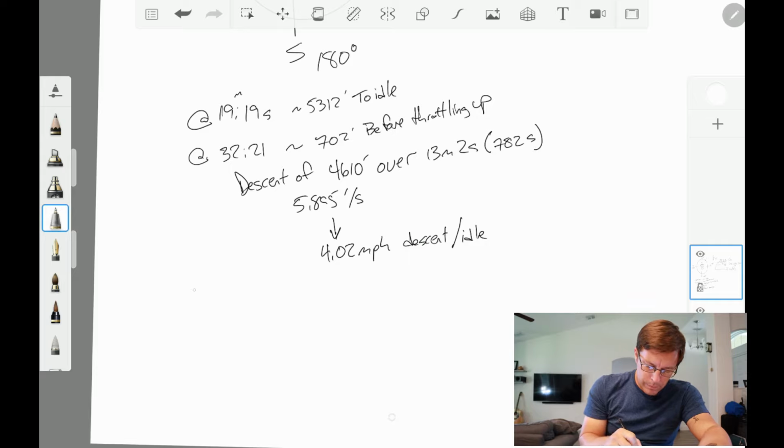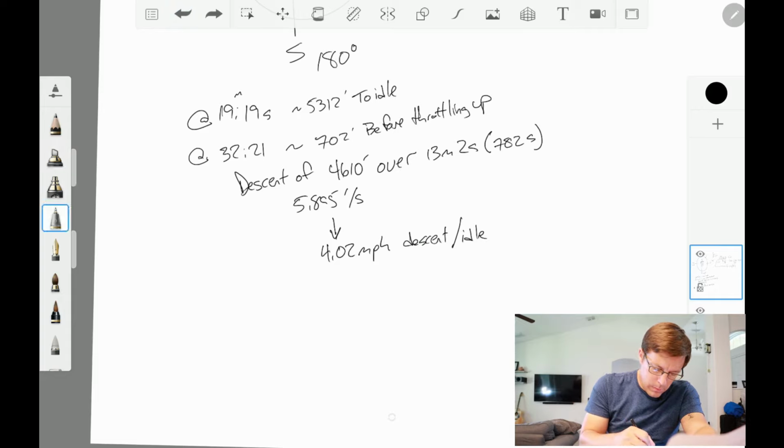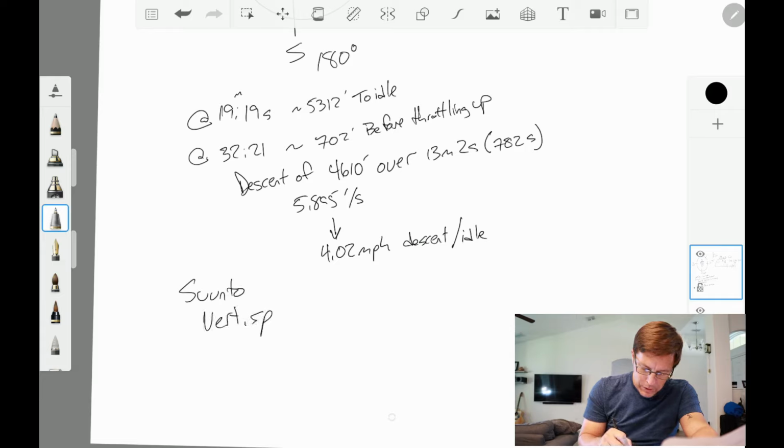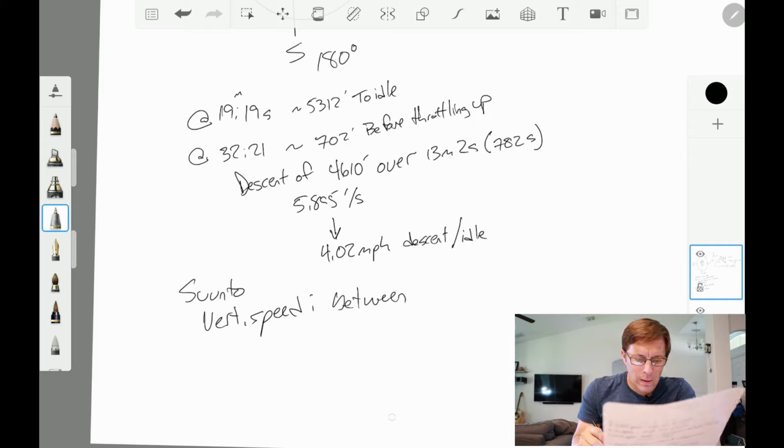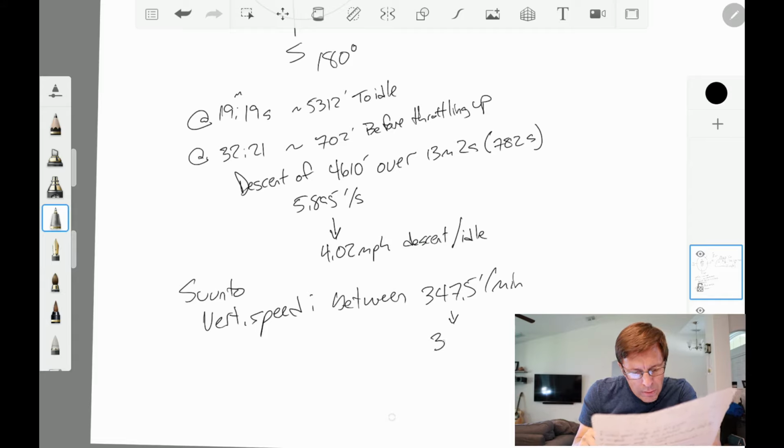So, also, okay. Oh God, why? Okay. So the Suunto vertical speed indicated, you know, it has a graph. It went up and down quite a bit, so I just wrote down stuff: 347.5 feet per minute to, well, 395 feet per minute. I wrote down an average.